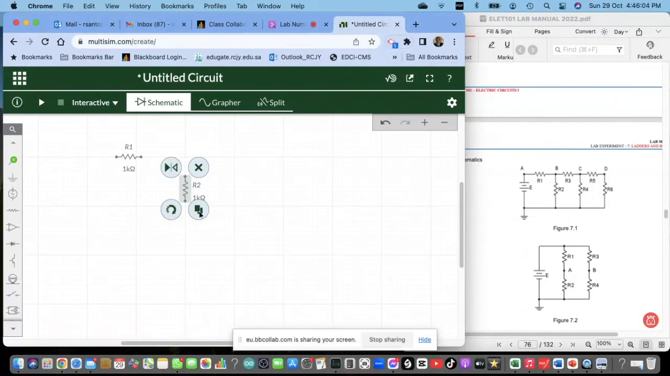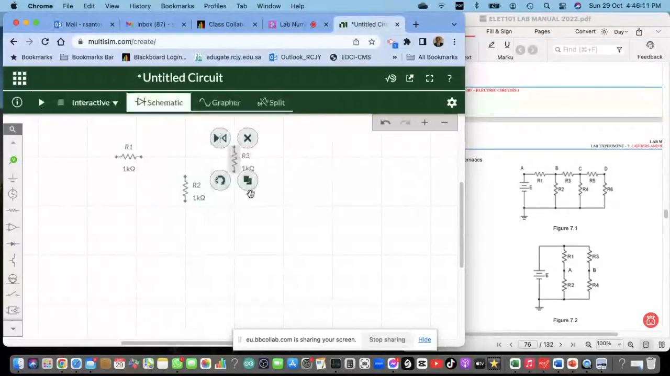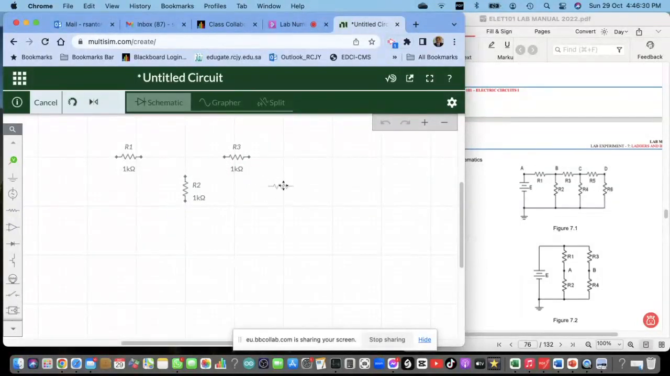Then let's again copy and duplicate for R3. We need R3 here on the top. Then let's rotate it again and reposition it. You can also drag to change the position of the resistor. Then we have one more here, R4.